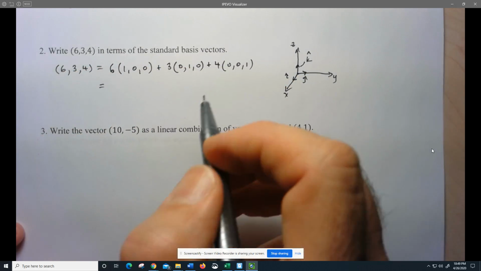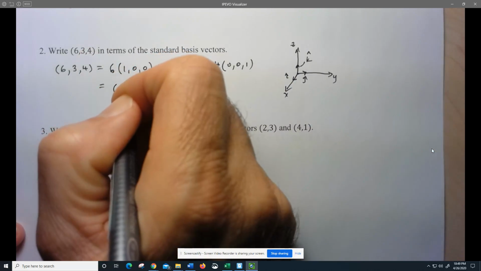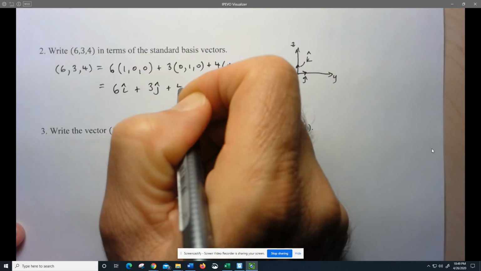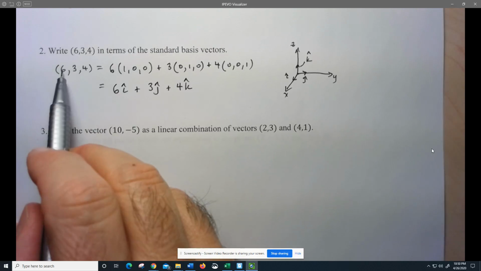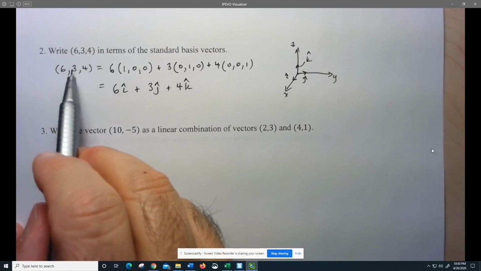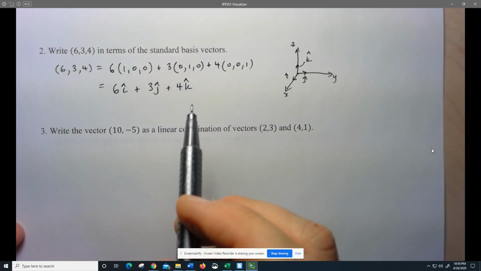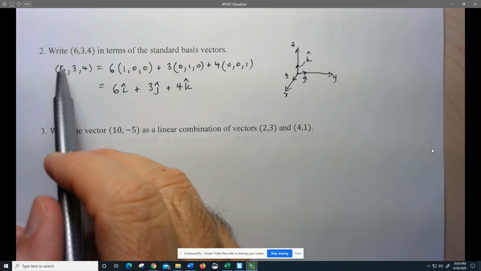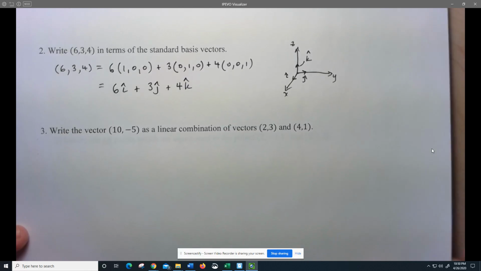But in order to write this in a simpler way, we're going to use our notation here. So this can just be written as 6 times vector i plus 3 times vector j plus 4 times vector k. So in other words, whatever the components are, the first one times vector i plus the second one times vector j plus the third one times vector k. Now, for our purposes, we're going to be working with this representation of an algebraic vector, but certainly you can write it using the standard basis vectors too. All right, let's move on to the next one.